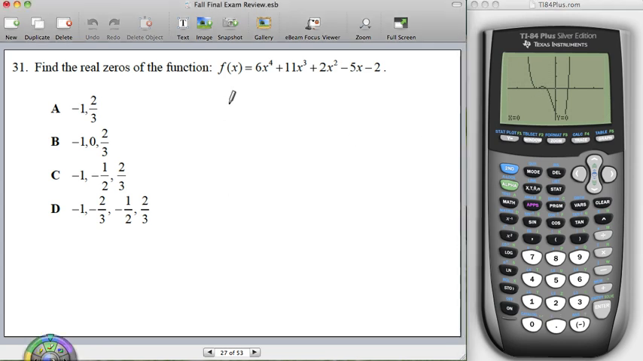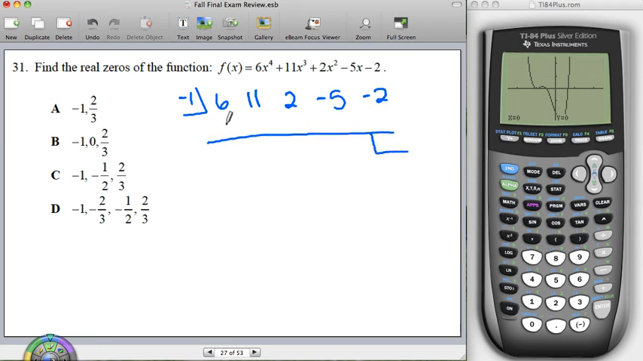So what I'm going to do is I'm actually going to use synthetic division to find exactly where all of my zeros are. So I have negative 1. I have 6x to the 4th, 11x cubed, 2x squared, minus 5x minus 2. First term goes straight down, so I have 6, negative 6, that's 5, negative 5, so that's negative 3, 3, positive 3. Gives you negative 2, positive 2, get a 0. You should get a 0 here since negative 1 is a 0.